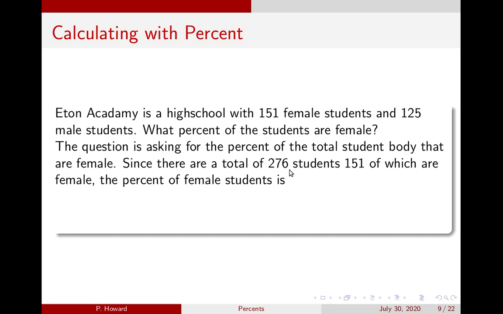That's 276 total students. Of those students, 151 are female. So the percent of female students is 151 divided by 276. Doing this on a calculator gives you the decimal form. We can easily change to a percent. 54.71% of the students are female.